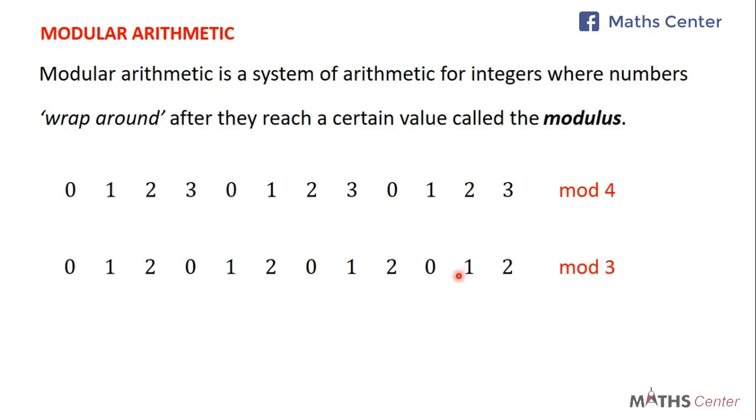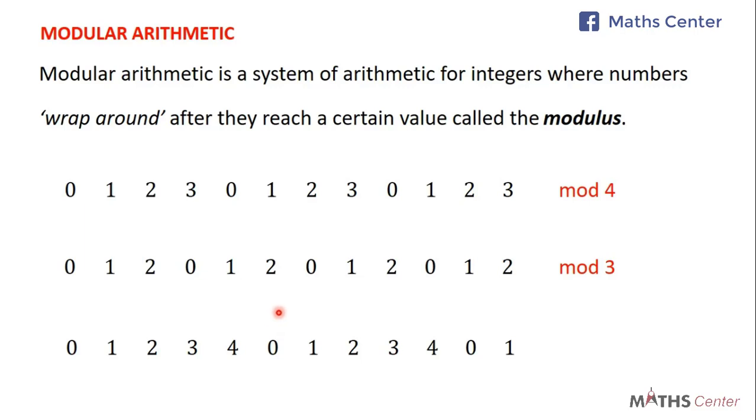Let's consider another one. We have 0, 1, 2, 3, 4, 0, 1, 2, 3, 4, 0, 1, and the order will continue on and on. If you look at this one also very carefully, we can see that we move from 0 to 1, 1 to 2, 2 to 3, 3 to 4.